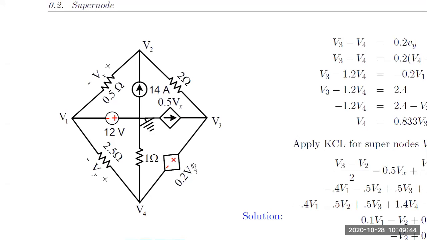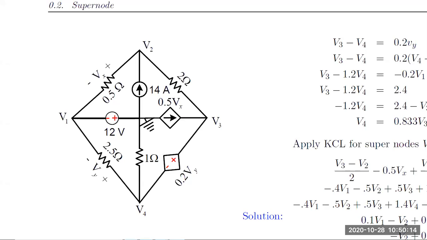He mentioned 0.2 Vy. Where is that Vy? Vy is the voltage across the 2.5 ohm. Here, 0.5 Vx: where is that Vx? Vx is the voltage across V1 and V2. Now, tell me how many nodes are there.